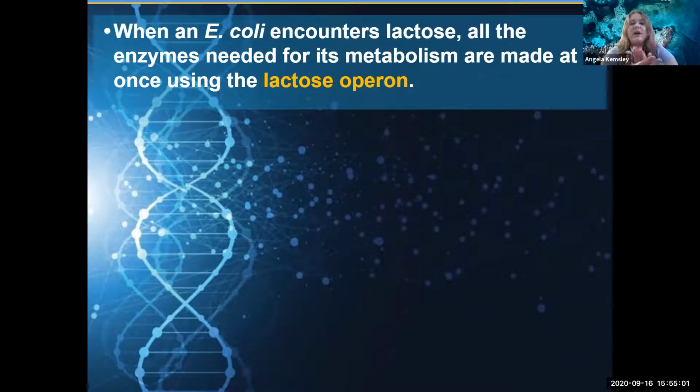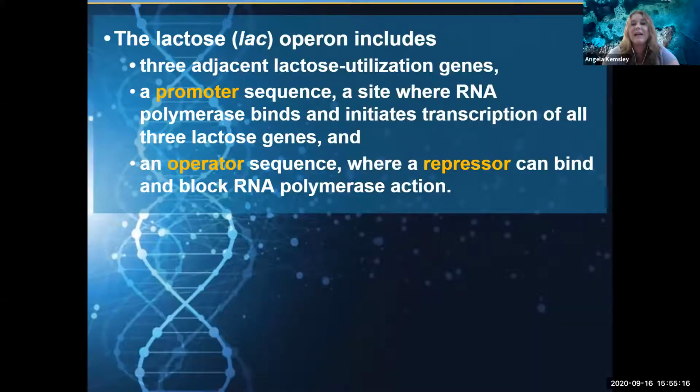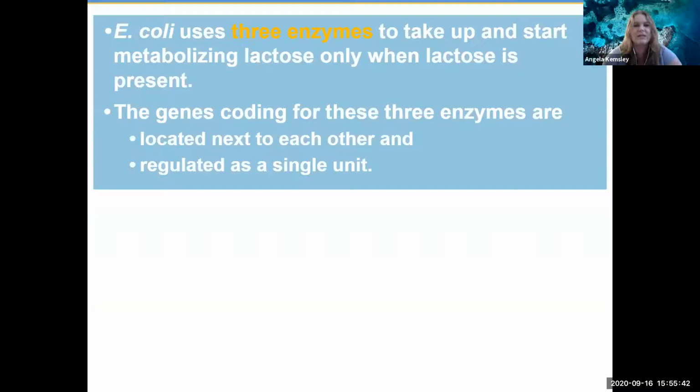And we're going to be specifically talking about the lactose operon, because when E. coli encounters lactose, all the enzymes that are needed for the metabolism of lactose are made all at once using the lactose operon. So the lactose operon, which we abbreviate as LAC, L-A-C, includes 3 adjacent lactose utilization genes, a promoter sequence, which is a site where RNA polymerase binds and initiates transcription of the 3 lactose genes, and an operator sequence, which is where a repressor can bind and block RNA polymerase action. And don't worry, we're going to take a look at this in just a minute.